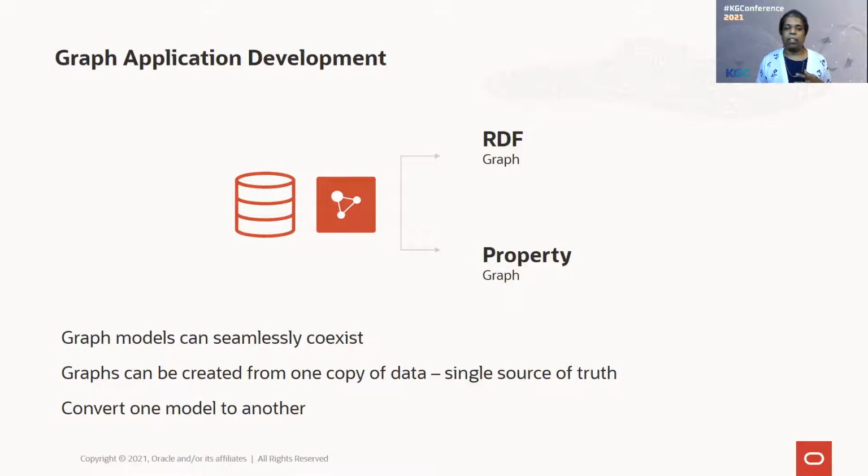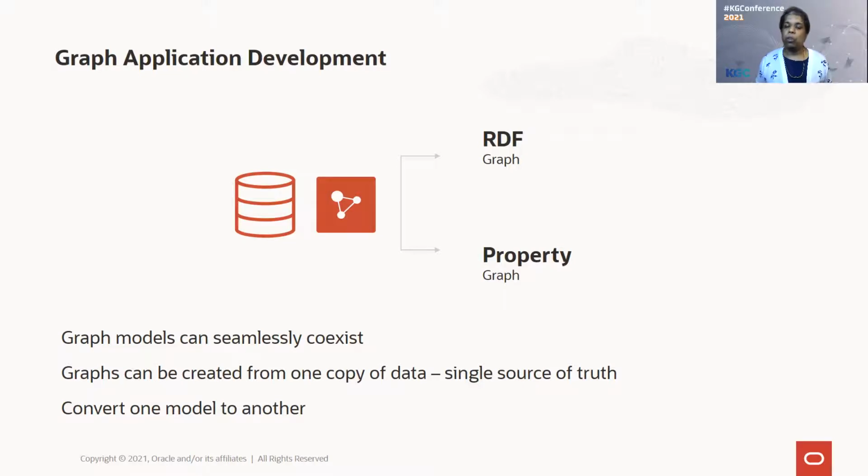They want to represent their data as nodes and edges and apply analytics algorithms like PageRank or Dijkstra shortest path and get new insights into their data. So they all fall into the property graph category. And the database, being a multi-model database, can support both of these models.